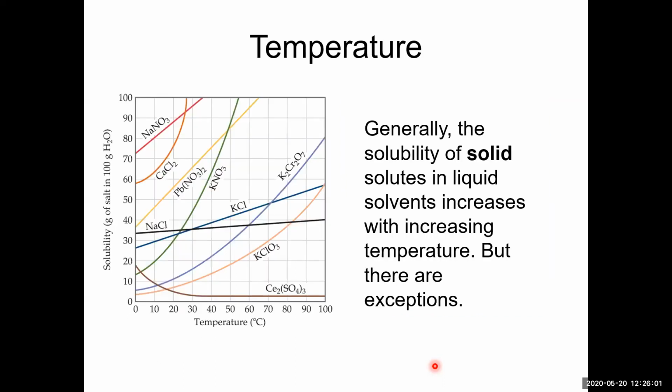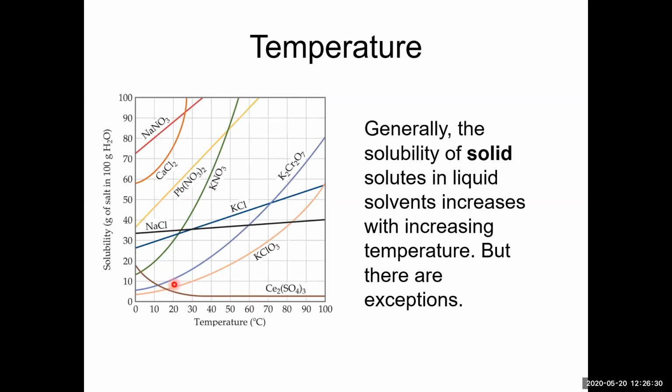All right, so next is how temperature affects solubility. Most solids will have a higher solubility if you increase the temperature. But there are exceptions, not all of them, but most of them will. These are a bunch of ionic solids, and we're showing how their solubility changes with temperature, mostly increasing, although this one is going down.